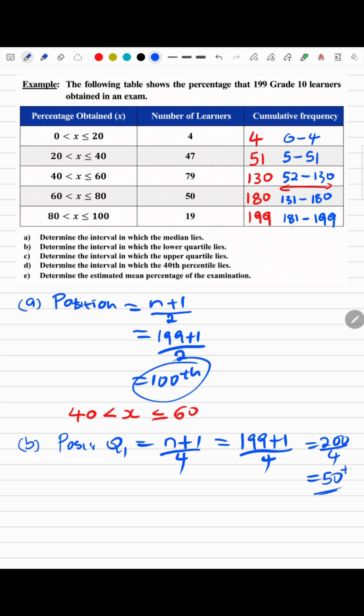Then we're going to check which cumulative range contains this 50. You can see 50 is between 5 and 51. So we check the interval. The interval is when x is greater than 20 but less than or equal to 40. Therefore, the interval that contains the lower quartile is when x is greater than 20 but less than or equal to 40.